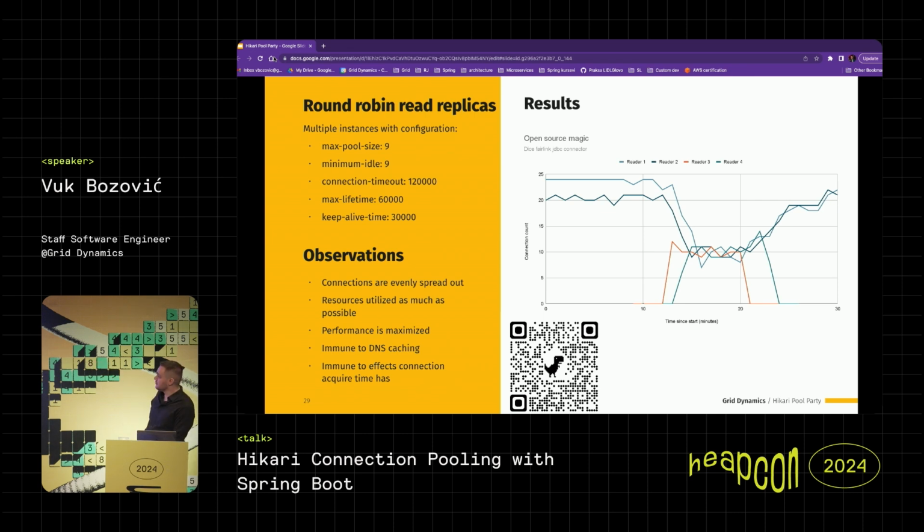At the beginning, reader 1 and reader 2 are within a few connections of each other, thus utilizing both instances evenly. And even when reader 3 and reader 4 come online, again, they are within a few connections of each other. So this QR code will lead you to, I think, the discussion on the Hikari GitHub repo, with the issue still open.